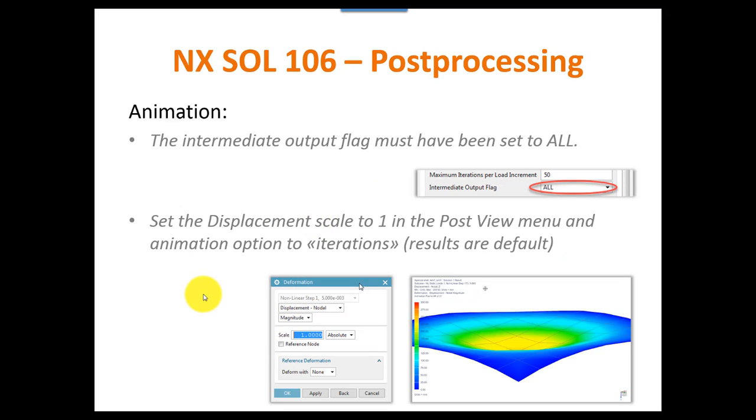Then, if you have remembered to set the intermediate output flag to all, you can animate the displacements for each increment. You have to specify the animation to iterations, not results. I'll show you that later. Another important thing is that you have to set the scale in the post view menu to 1. By default, the displacements are scaled to 10% of the model size, which gives you quite crazy displacement for the first iteration. So remember to set the scale to 1.